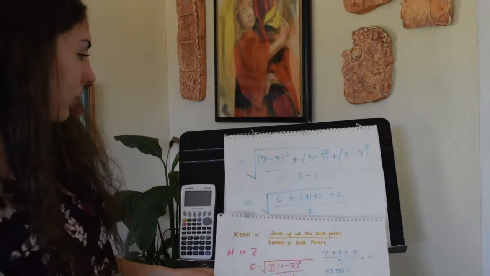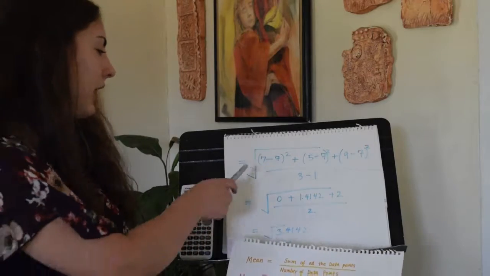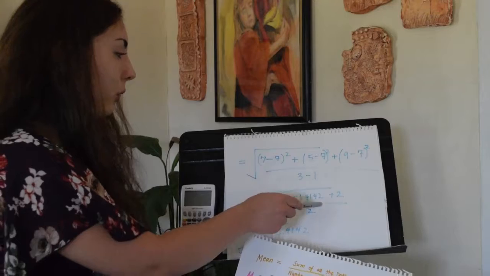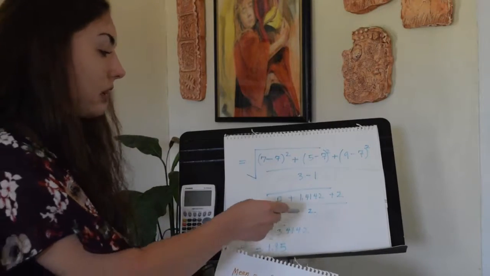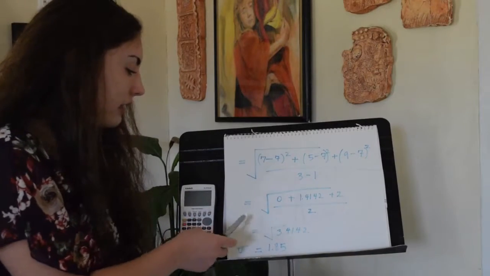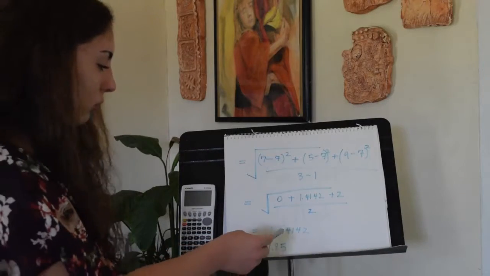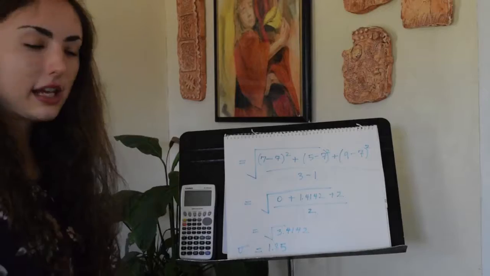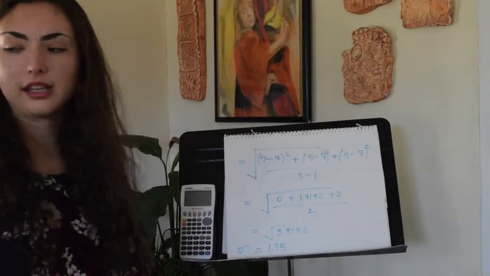Here's our formula again. And so that comes out to 0. This one came out to 1.4142, and this one came out to 2. And then we divide them by 2, and we get the variance, which is 3.4142. And then to get the standard deviation, you would take the square root of that to get 1.85.